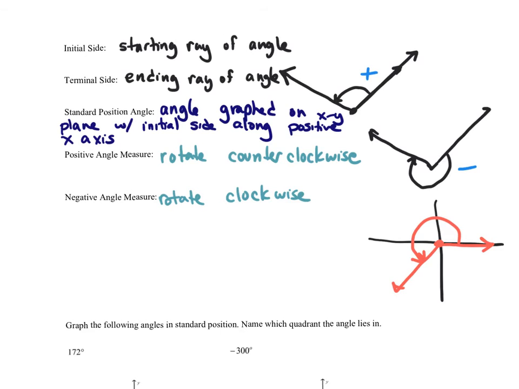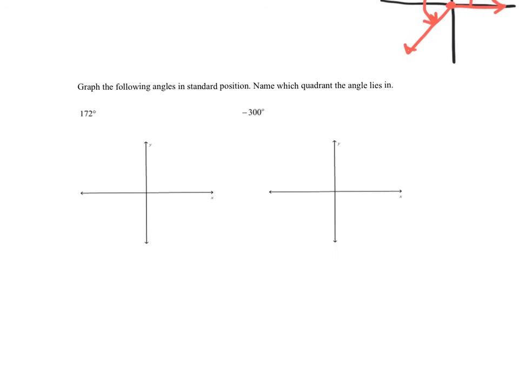So if we want to graph a couple angles, for example, we have 172 degrees and negative 300 degrees. It says name what quadrant the angle lies in. We always start at the positive x-axis, and we're going to rotate 172 degrees. I know going all the way flat would be 180, so 172 would be somewhere like that. And it's positive because it's going counterclockwise. When it asks what quadrant the angle lies in, we're just figuring out what quadrant the terminal side lies in. In this case, that would be quadrant 2.